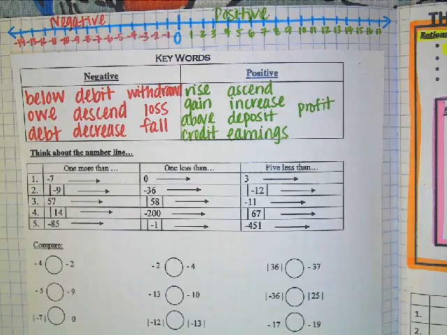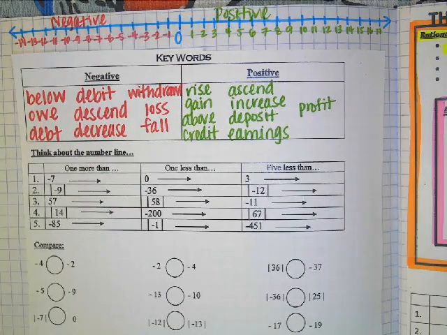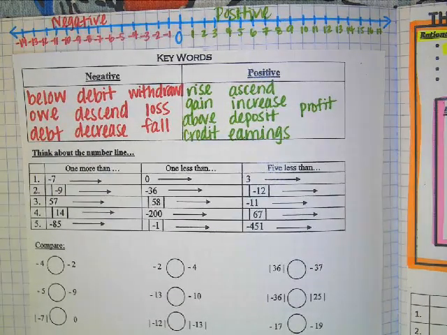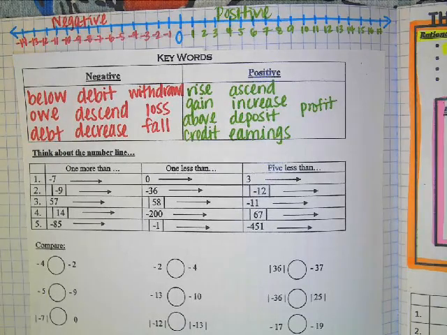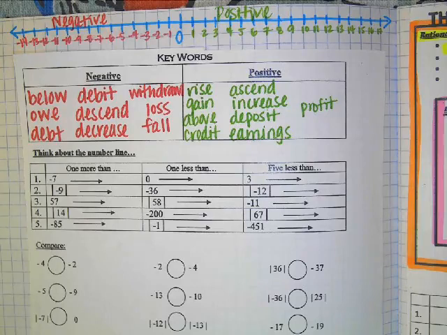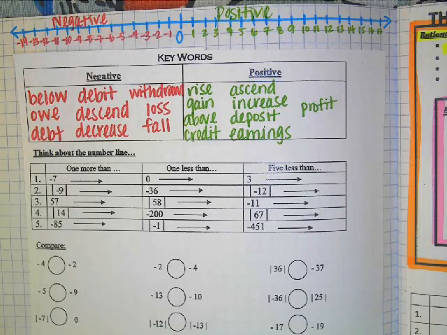Whereas these words mean positive to me. If I have a rise, if I gain money, if it's above freezing, credit, if they put a credit on my account, that means they've added money to the account. If I put it in ascending order or we're increasing, we always want to deposit money or if we earn or make a profit. Those words are going to be keywords for positive.